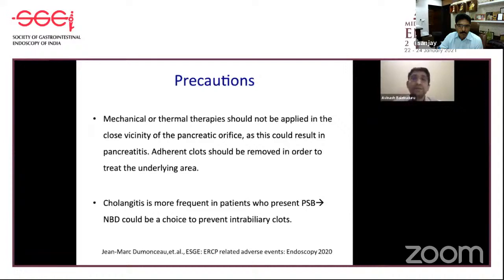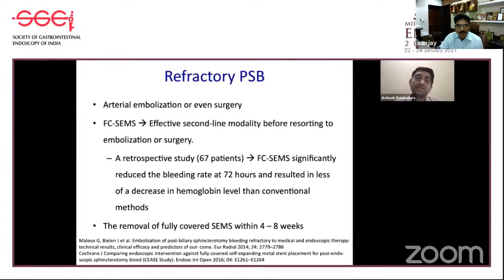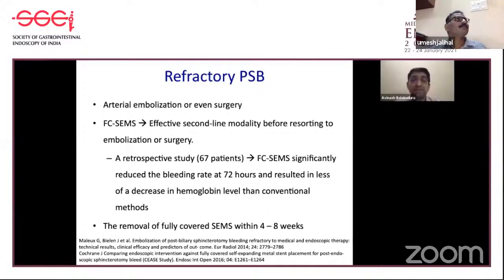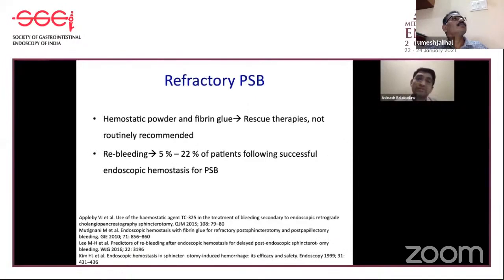How are you going to prevent this? Either by placing a stent, but the most important recommendation that ESGE gives is that it's always better to have a nasobiliary drain in place, because we keep flushing the duct and the chance of cholangitis happening again will not be there. Interventional radiology and surgery are our main options in a rebleed scenario. But in the endoscopy suite, we can always place a fully covered metallic stent, which can be removed in 4 to 8 weeks, because it significantly reduces the bleeding rate, as the diameter is almost 1 centimeter, and there is a lesser chance of blood transfusion requirement.